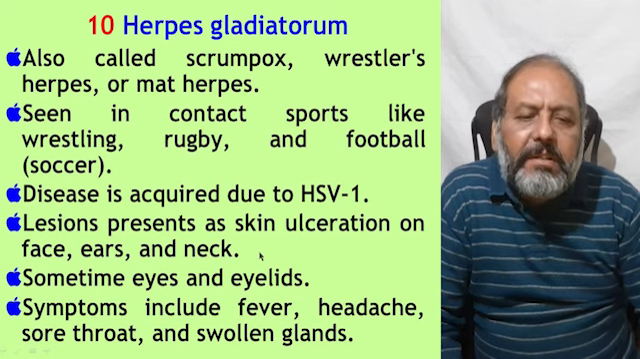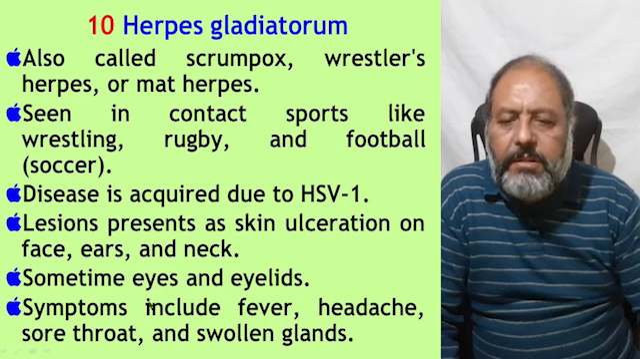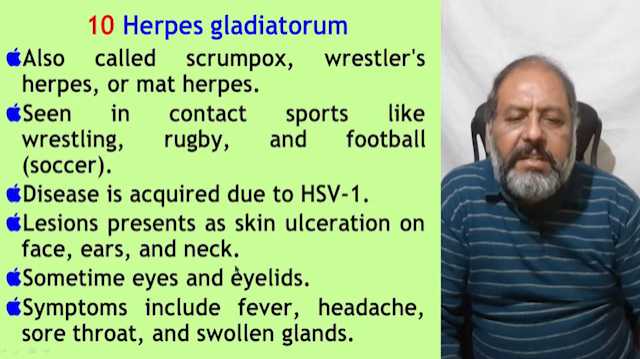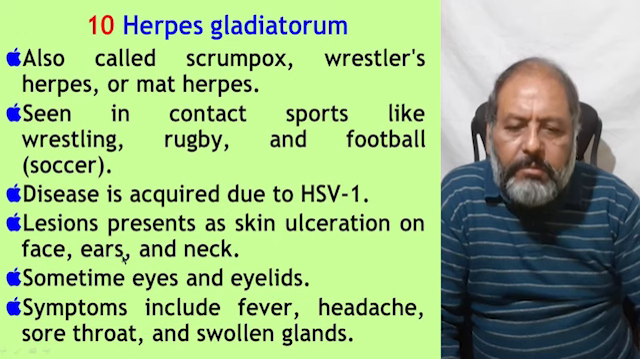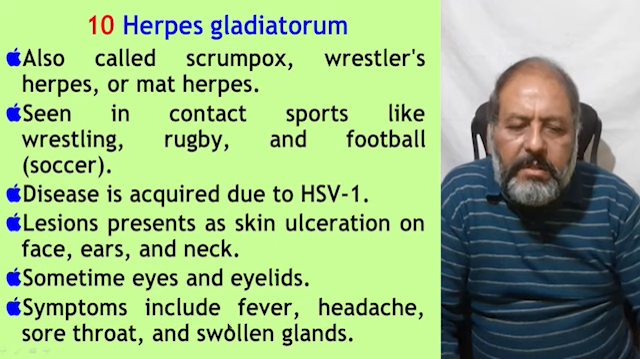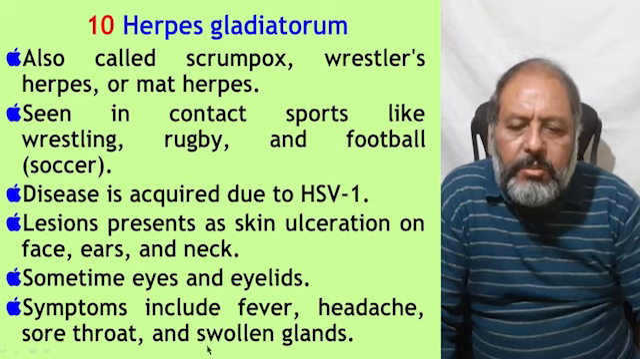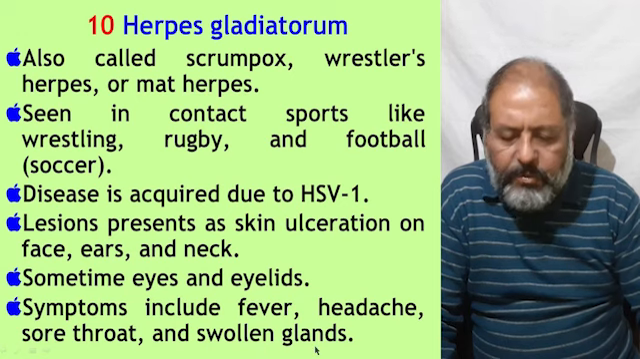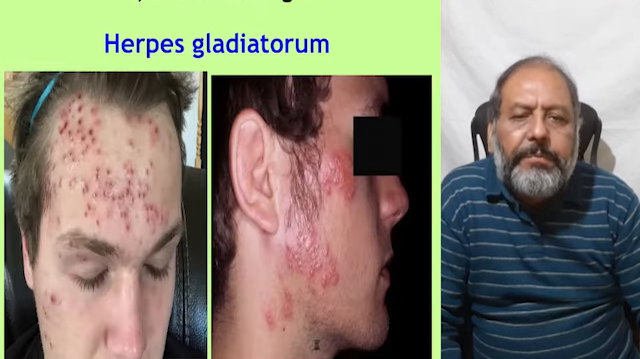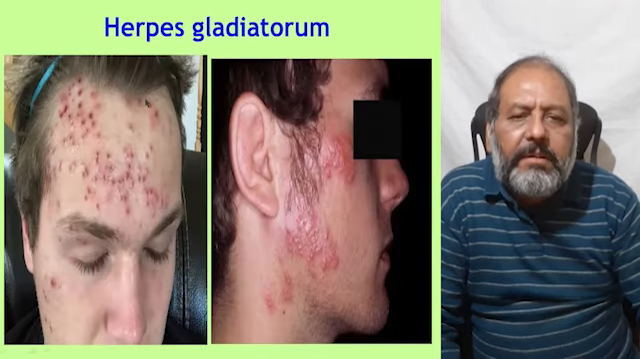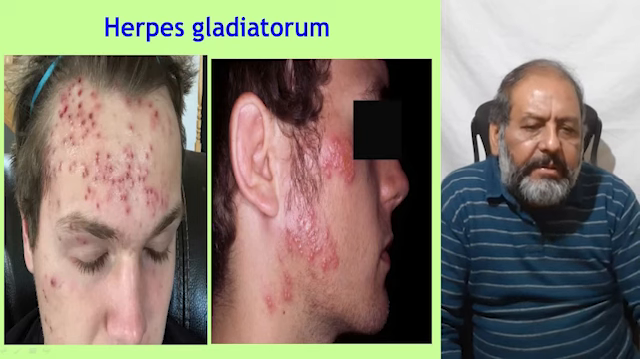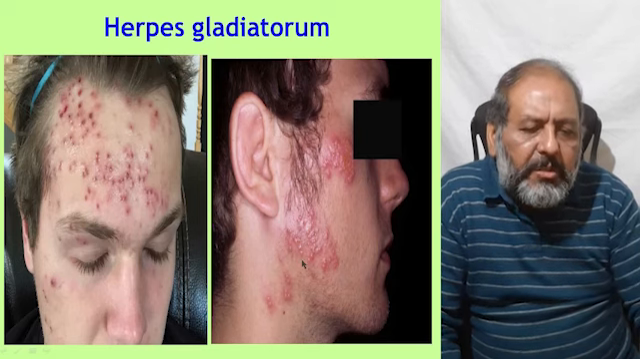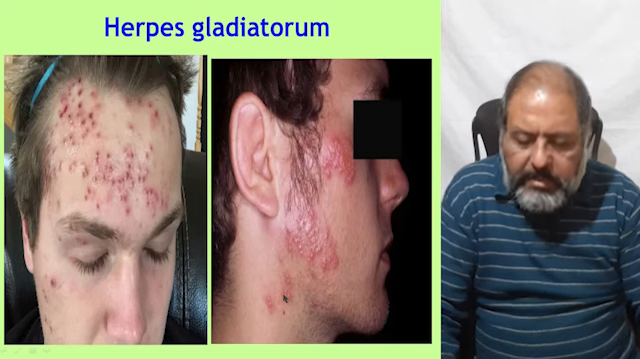Lesions present as skin ulceration on the face, ears, and the neck. Sometimes the eyes and the eyelids are also involved. Symptoms include fever, headache, sore throat, and swollen lymph glands. So here one can see the herpes gladiatorum. The lesions are on the face, on this part of the face, and on the neck also.